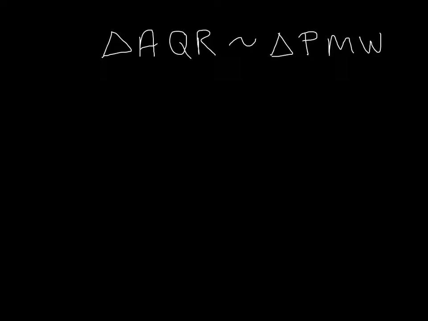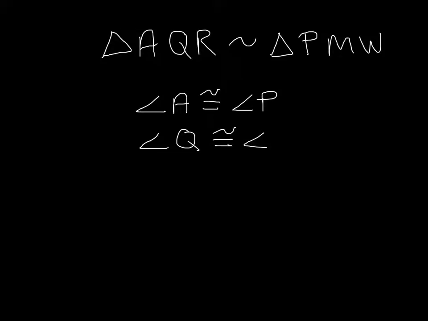The other information you can infer from the way the similarity statement is written is that angle A in the first figure has to be congruent to angle P in the second figure. Angle Q would have the same measure as angle M, and angle R would be congruent to angle W.